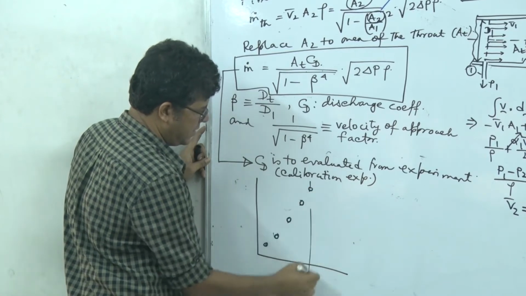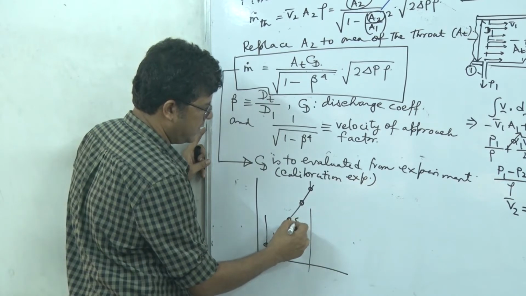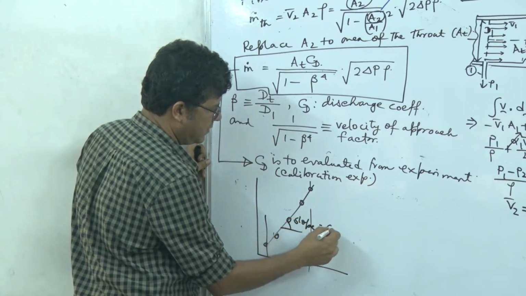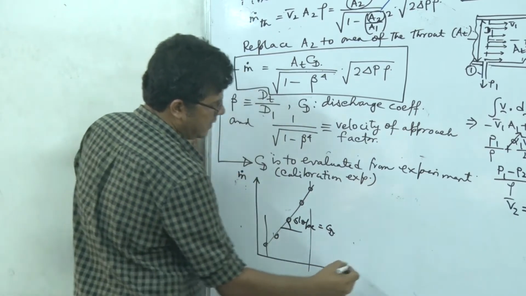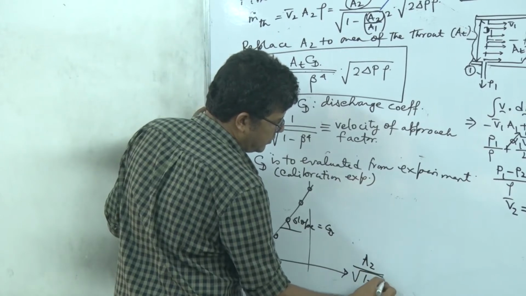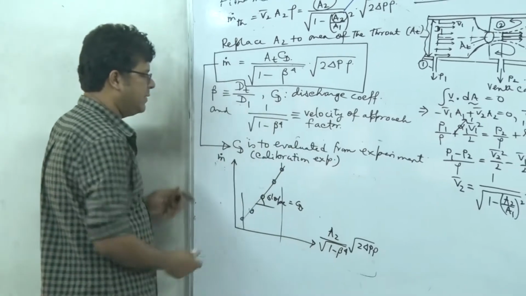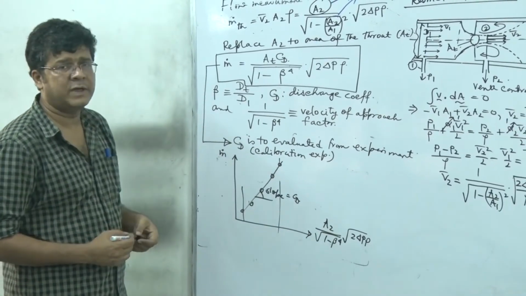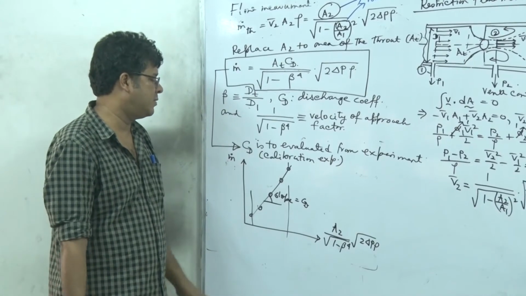So over the region, if I fit a straight line, I can calculate from the slope the value of CD, because here we are plotting this m dot, and in this direction we are plotting this A2 divided by root of 1 minus beta to the power 4 into 2 delta P into rho. So it must give you a straight line, and from the slope we can determine the value of CD, and this is typically called a calibration experiment.